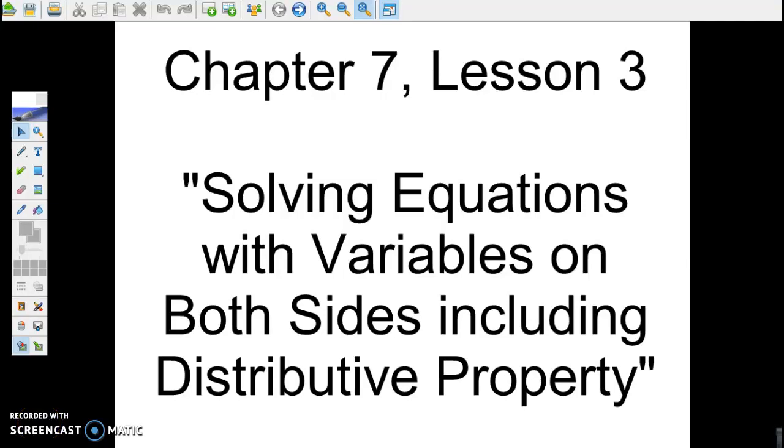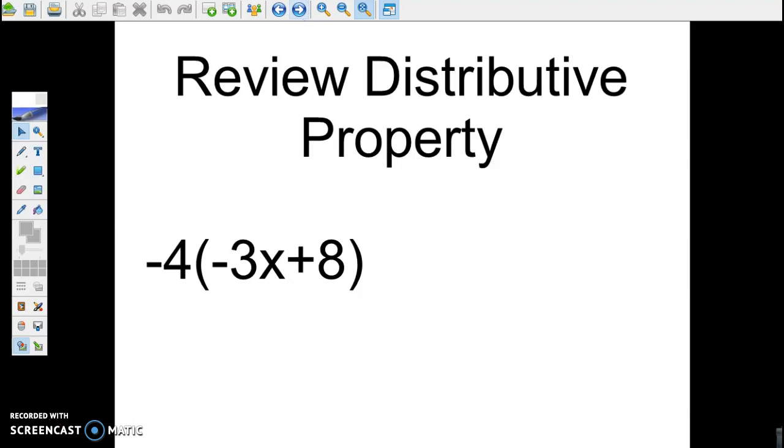Chapter 7, Lesson 3, we will be working on solving equations with variables on both sides, and they may have the distributive property on one side or even both sides. So a quick review of what is the distributive property.